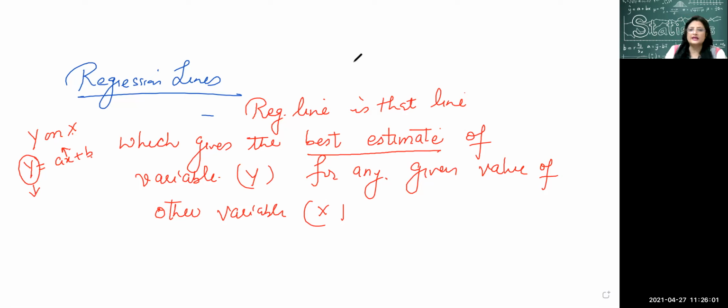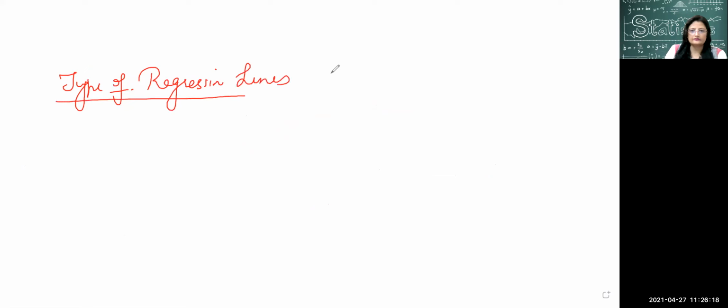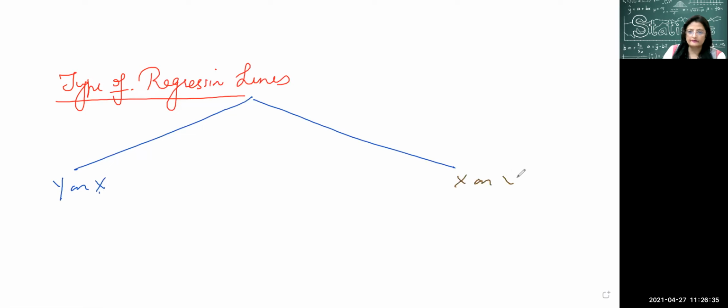Now we have two lines of regression. The one is y on x, the other is x on y. Types of regression lines. We have two regression lines. One is y on x and the other is x on y, right?